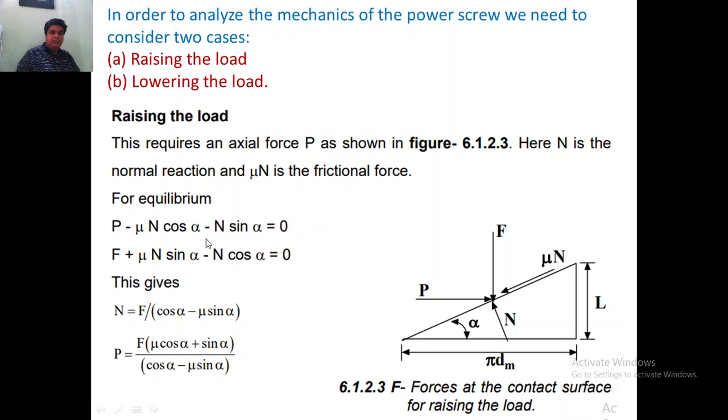So we get these two equations, and if we take the ratio of that and modify the equation, we get this term here. So we are getting the equation with respect to P. This P is the external force, or external torque, what you have to apply. F is the load which has to be lifted by the screw jack or power screw, mu is the coefficient of friction, and alpha is the helix angle of the thread. So using these terms we get one equation here.